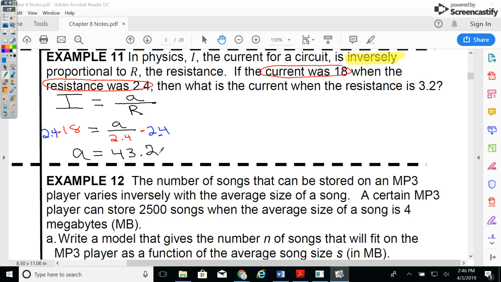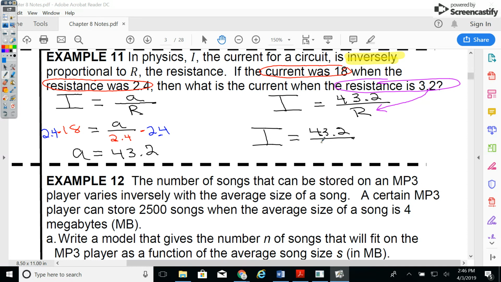43.2. So my equation is I equals 43.2 over R. So now the second part says use this equation to find what the current is when the resistance is 3.2. So all we're going to do here is plug in 3.2 into the resistance. So I equals 43.2 divided by 3.2.